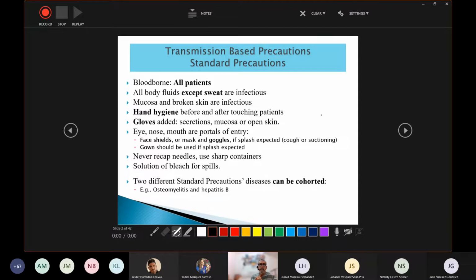And in a standard precaution, it is mandatory that every time you deal with a client, you need to wash your hands before and after. And this is for everybody, diabetic, TB, whatever. You need to add gloves for standard precaution only if you are touching a mucosa.